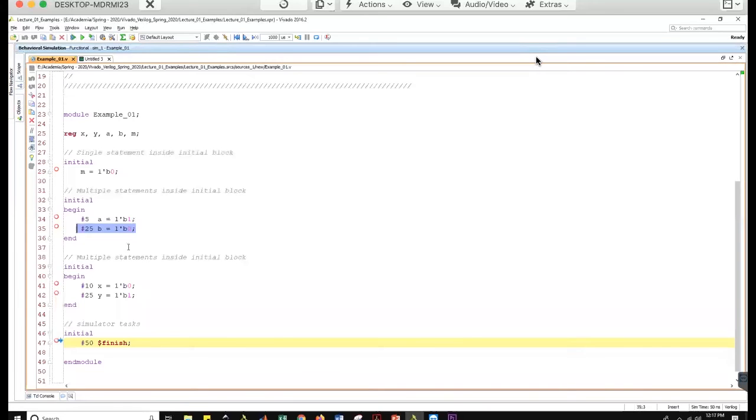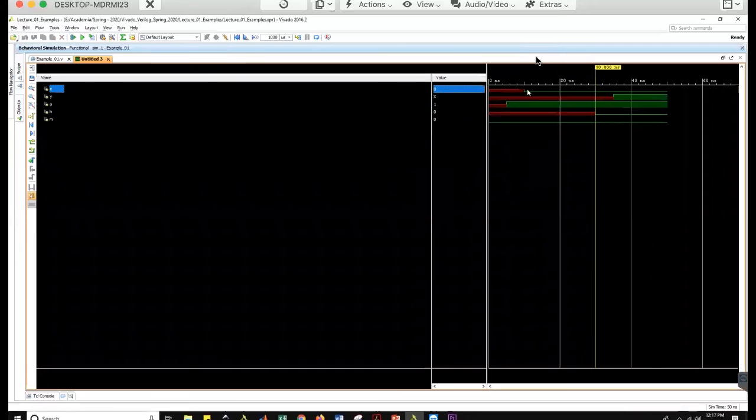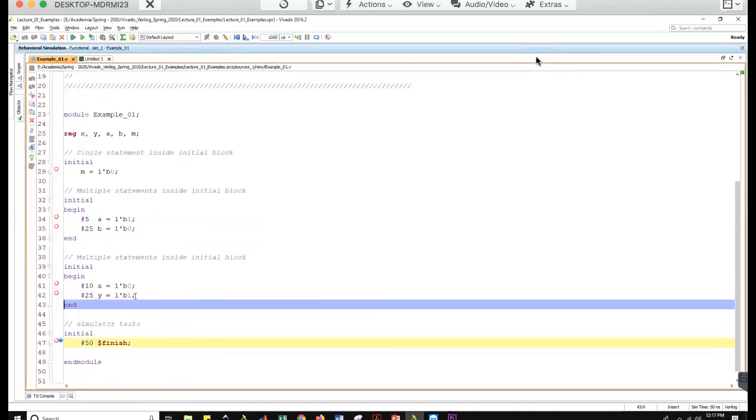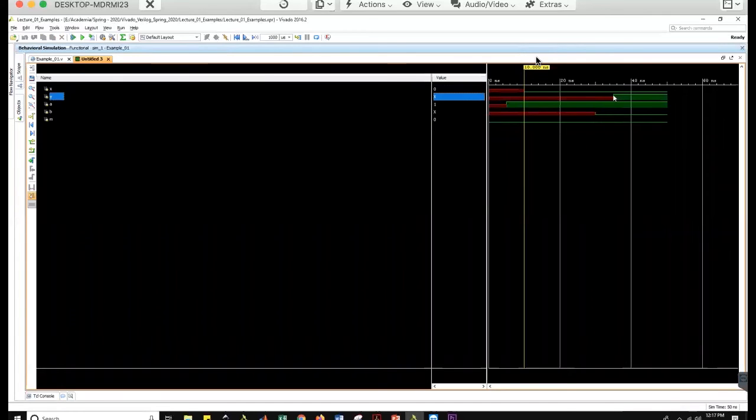This initialization is in another initial block, so the initialization for x starts at 10 nanoseconds. Look, the x initialization starts at 10 nanoseconds. And the y initialization will start at 10 plus 25, 35 nanoseconds. So the y initialization will start at 35 nanoseconds. If I try to place the cursor correctly, this is 35. Look at it. This is 35 nanoseconds.